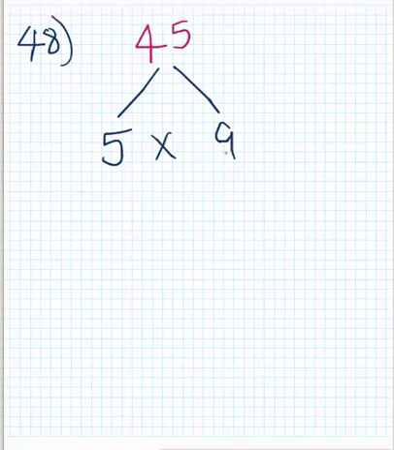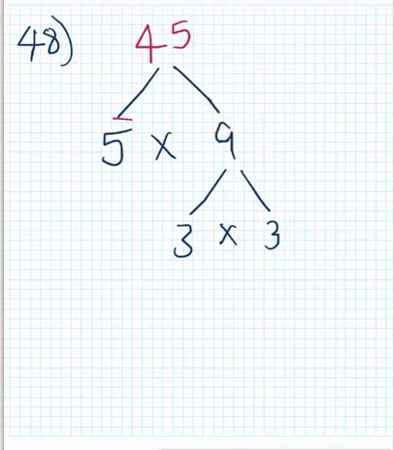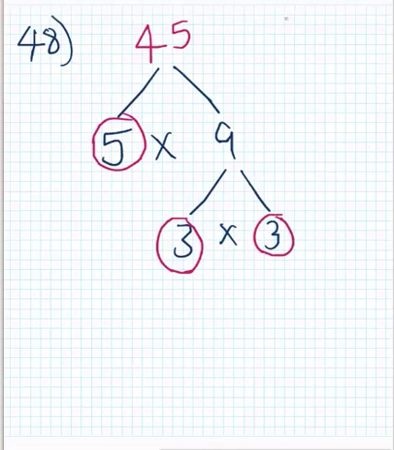But is 9 a prime number? No, it's not. Yes, it's an odd number, but I know that 3 times 3 can also give me 9. Now is 3 a prime number? Yes, it is. So guess what? Our factor tree is finished. Now what you do next is you can circle the prime numbers 5, 3, and 3 to highlight them and to make sure that your factor tree is correct.